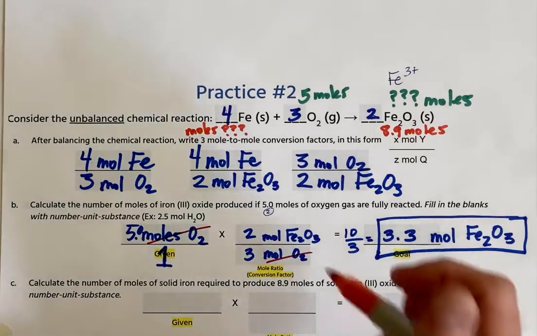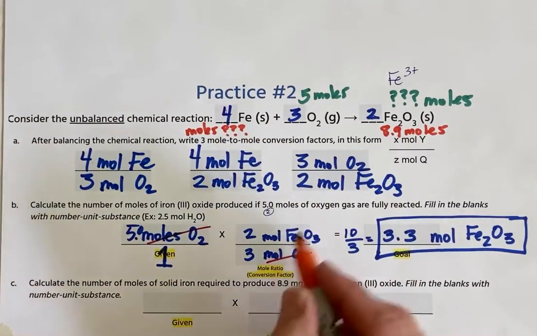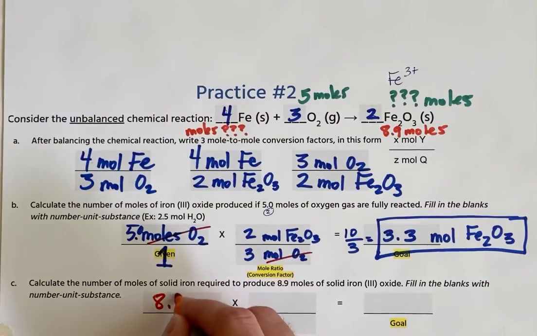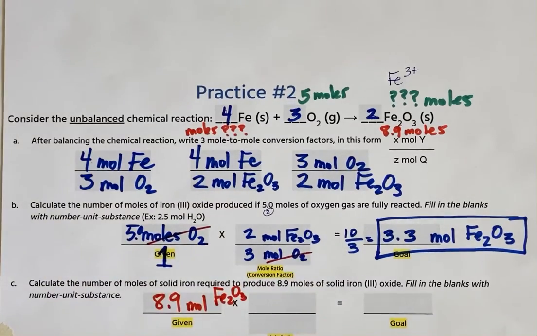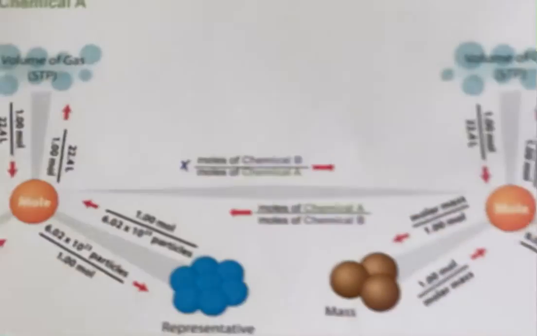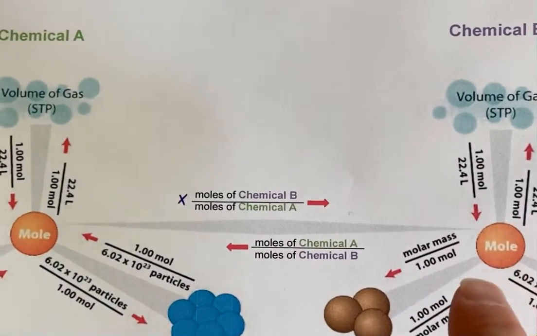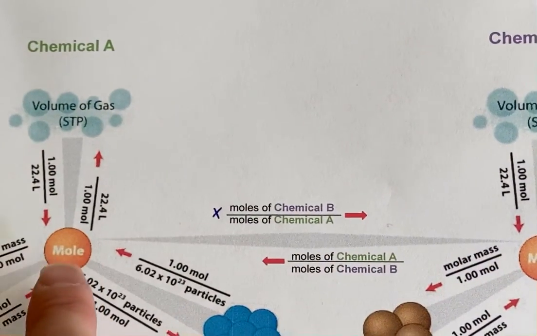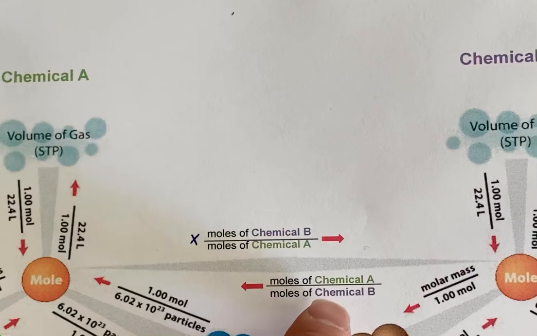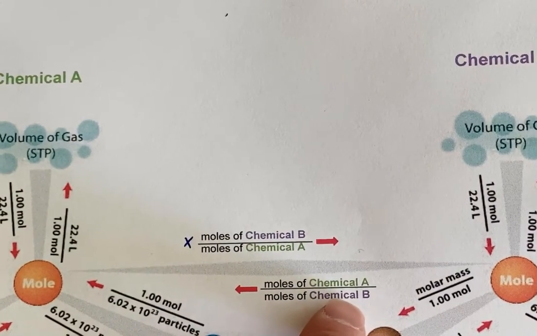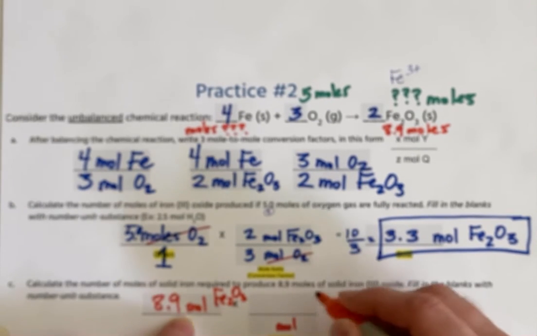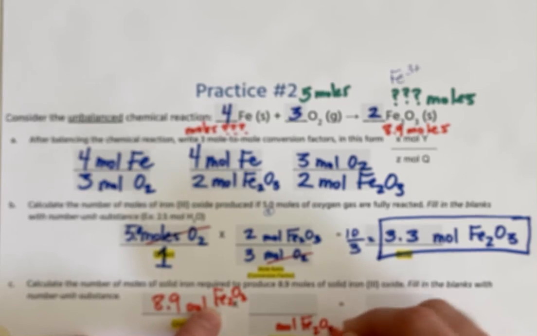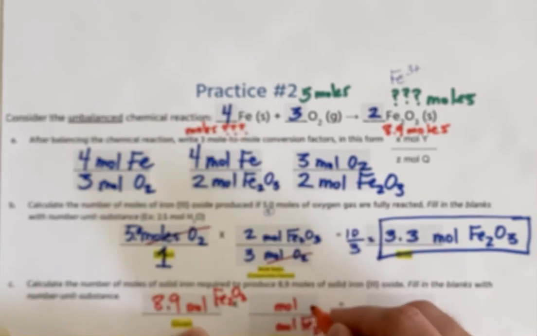I'll switch colors since I wrote it in orange. So we start with what's given. 8.9 moles of iron 3 oxide. Then, if we look at the molar conversion triangle of science, now this time we're starting at chemical B. We're starting at the product and we're going back to the solid iron. So now we're going to multiply by this conversion ratio. We're going to put moles of chemical B where we're starting on bottom. So moles of chemical B is iron 3 oxide, and moles of chemical A is iron.